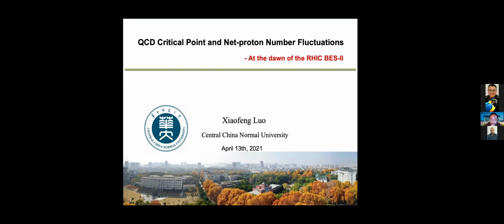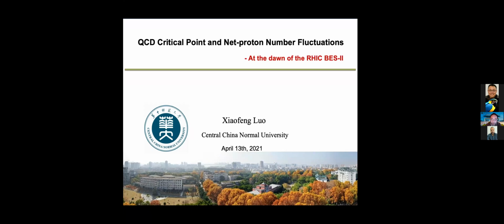Xiaofeng, I believe, is familiar to almost everyone here. He did a PhD at USTC and was also partly at LBL during that time. After that, he did a postdoc at the University of Science and Technology, and was also a visiting professor at the University of Tsukuba and UCLA during that time. Right now, he's a professor at the Institute of Particle Physics at CCNU.